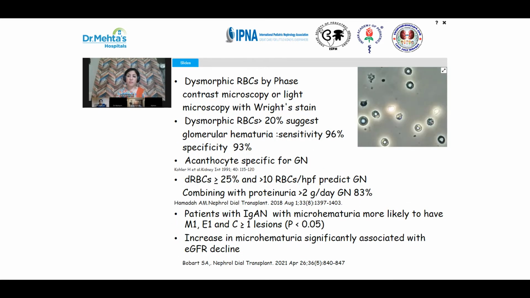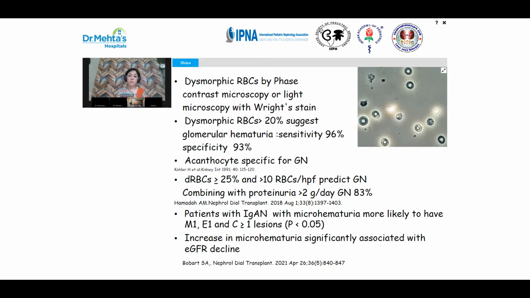So dysmorphic RBCs can be seen by phase contrast microscopy as you see in these slides, and the dysmorphic RBCs are usually in the form of these acanthocytes, which are ring-like RBCs with bleb-like structures on their surface, and they can also be seen in light microscopy with the right stain. A dysmorphic RBC percentage of more than 20% suggests glomerular hematuria, and this has very high sensitivity and specificity. Presence of these acanthocytes, which we just discussed, is highly specific for glomerulonephritis.